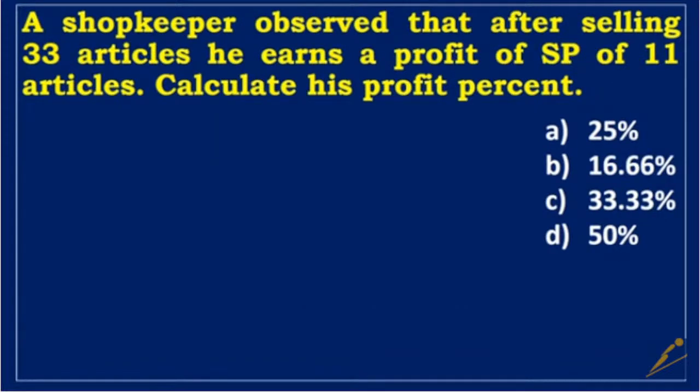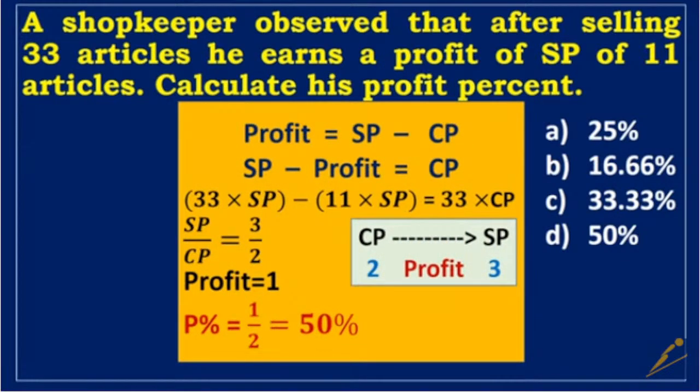A shopkeeper observed that after selling 33 articles he earns a profit from the selling price of 11 articles. Calculate his profit percent. We know that the profit earned from the sale of an item is equal to the difference between the selling price and the cost price. According to the second equation, the cost price of an item may be calculated by subtracting the profit from its selling price. Based on the given data, the selling price of 33 articles would be 33 into the selling price and its cost price would be 33 into the cost price. The shopkeeper earned a profit by selling 11 articles would be 11 into the selling price.